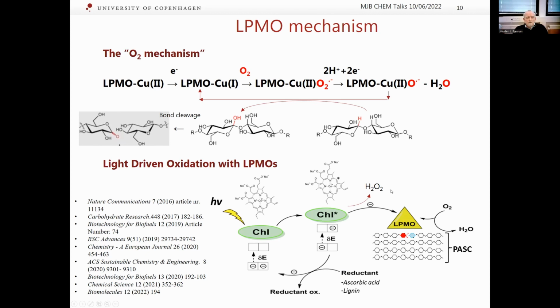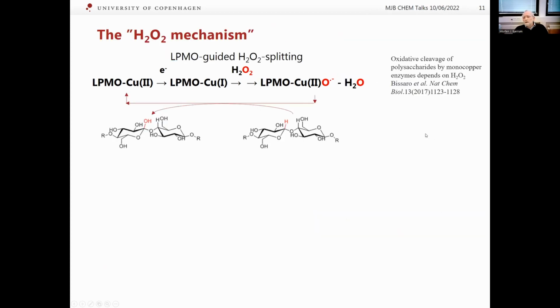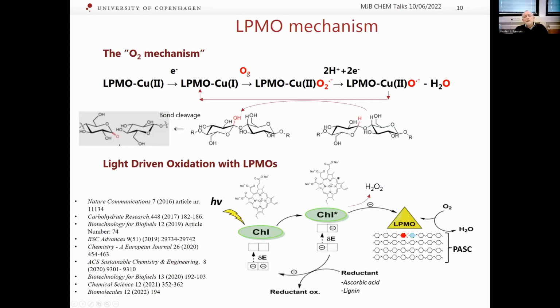At that time, we were not really strong believers in what was going on. There was a paper by Bissaro and from a Norwegian group where they proposed that hydrogen peroxide was actually the real substrate for these LPMOs. And that is, of course, a reasonable approach, because dioxygen, 2 protons and 2 electrons is actually the same as hydrogen peroxide. So hydrogen peroxide will deliver everything needed to perform this reaction.